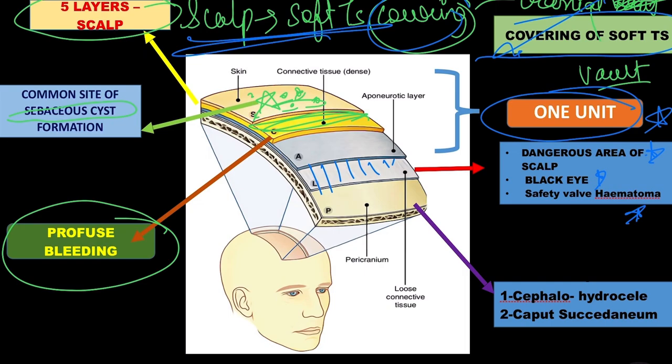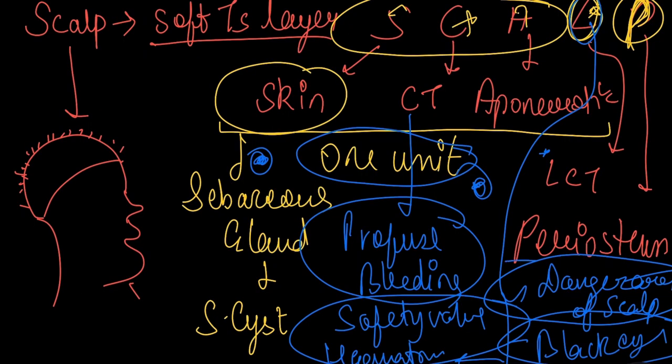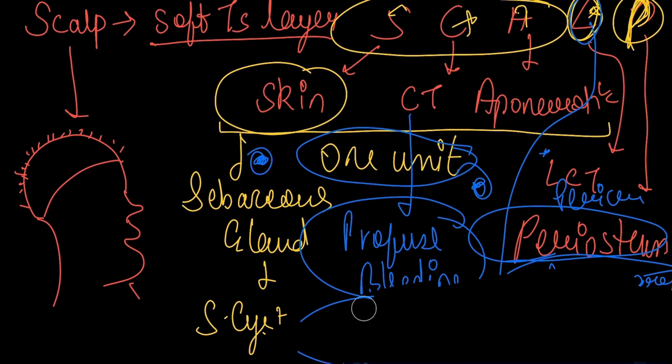Then we see skin is concerned with sebaceous cyst, or we say the sebaceous glands are present in abundance, therefore it results in the formation of sebaceous cyst. And then the C, that is the connective tissue layer, is concerned with profuse bleeding. And last and finally, this pericranium part is concerned with cephalohydrocele or caput succedaneum. Here, it's not periosteum, it's pericranium. Make the correction, it is pericranium. So we have touched the entire important topics here.